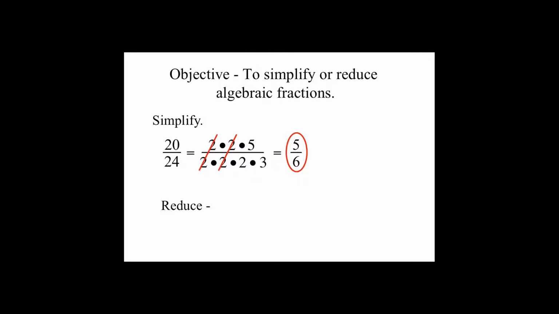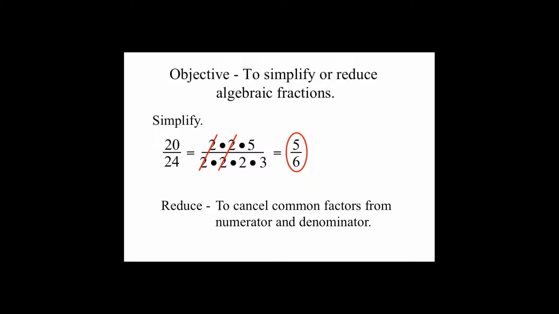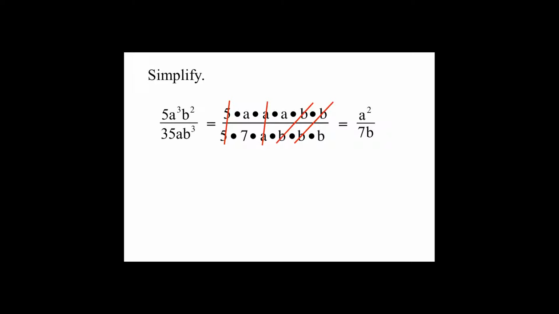But when we have variables, we break down the numbers into what makes up that fraction. So you can see in the numerator with 5, a to the third, b to the second, I can break it down like this. I have 3 a's that are multiplied together, 2 b's over. Now I can divide out my common factors. So it's really easy to see what's actually left. I have an a squared over 7b.